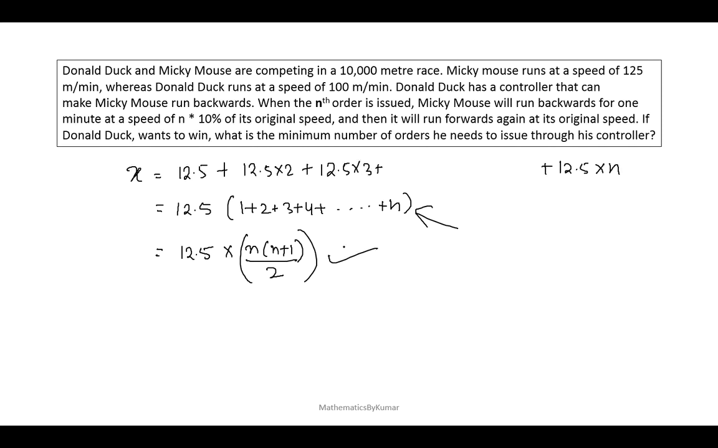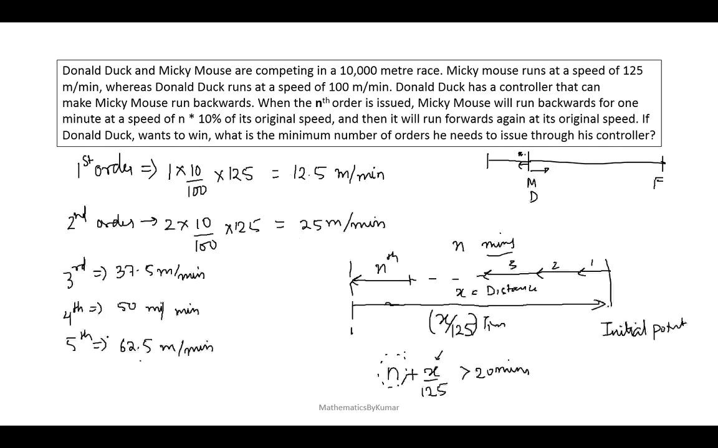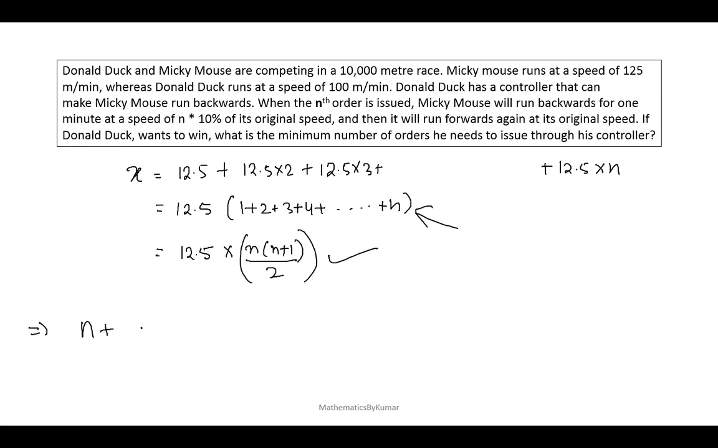This is very useful. If you want to know the proof of this formula, you can tell us in the comments, and we'll share the proof. Okay. Now let's come back to the equation that we were having. So I was having that my n plus x over 125. So my x is 12.5 into n multiplied with n plus 1 over 2. This whole thing divided by 125 should be greater than 20.